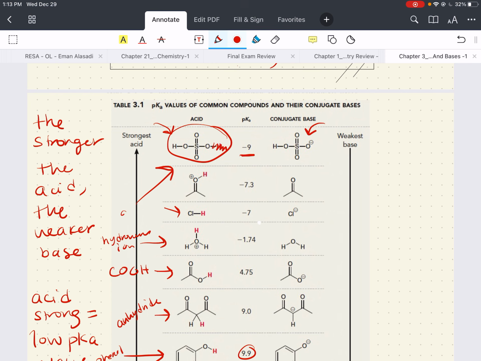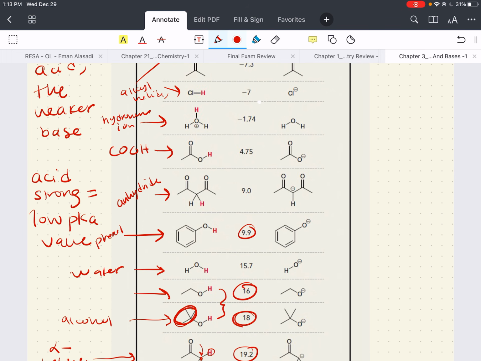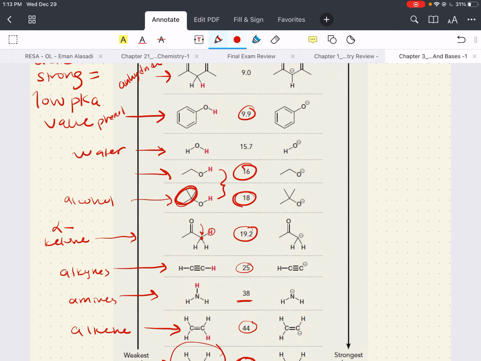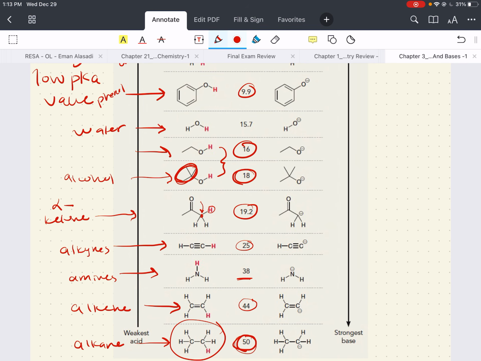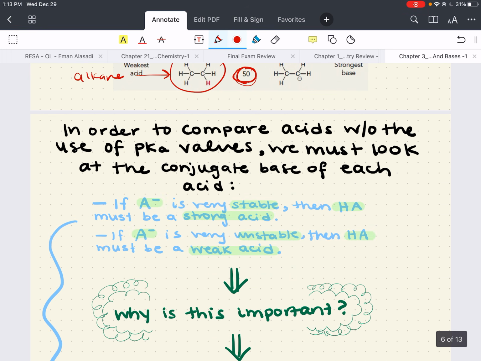Here you have alkyl halides, about -7. And then here you have your sulfuric acid, with a pKa value of -9. It is the most acidic on this list. So make sure that you become quite acquainted with the pKa values of your functional groups. And the cool thing is you can compare two acids and determine which is more acidic based off of pKa values.